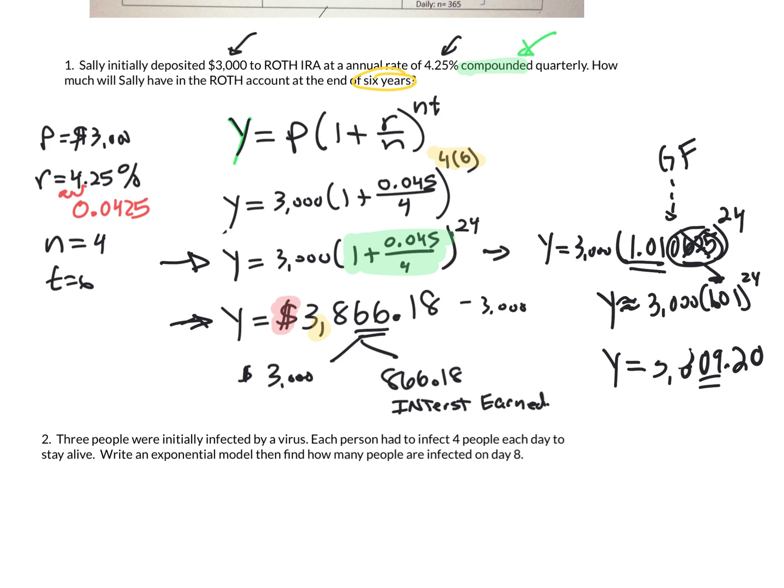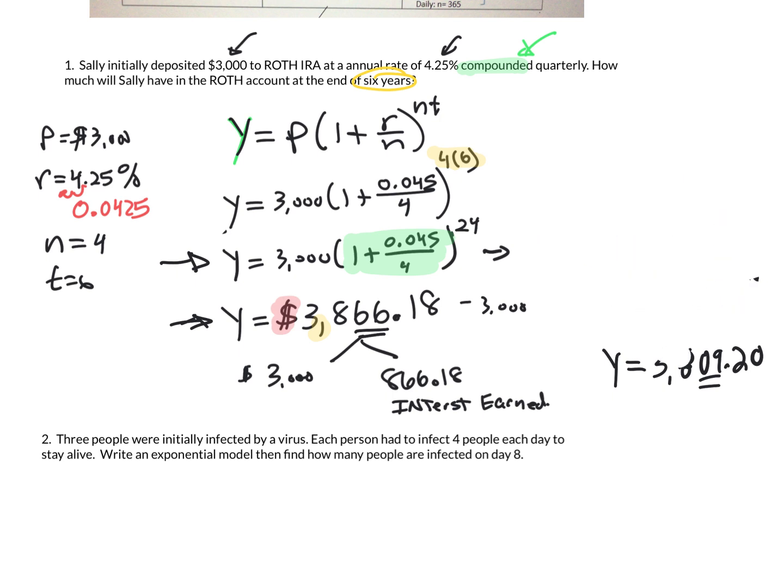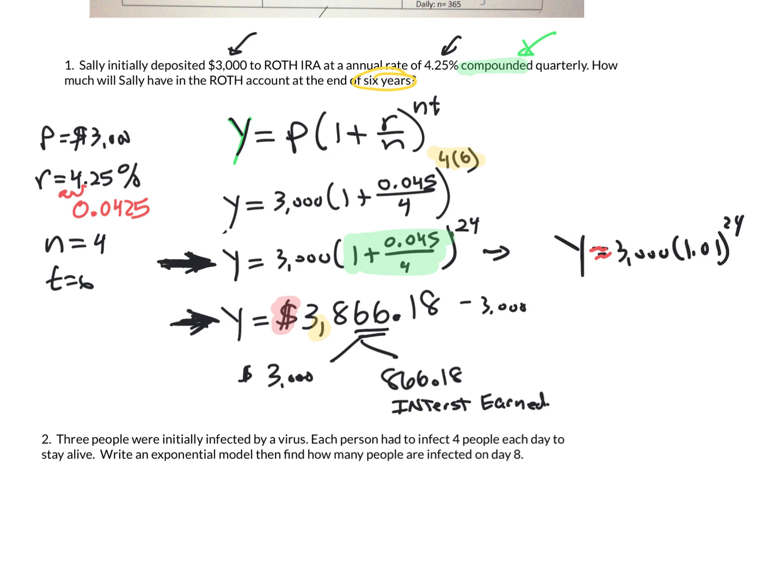Now you can emphasize if you wanted to. You can say it's approximate. So the model's approximately 3,000 times 1.01 to the 24th power. But that's an approximate value because you rounded, right? But you don't want to actually use that. You want to be able to punch in the exact amount so that you can get a precise, exact answer.